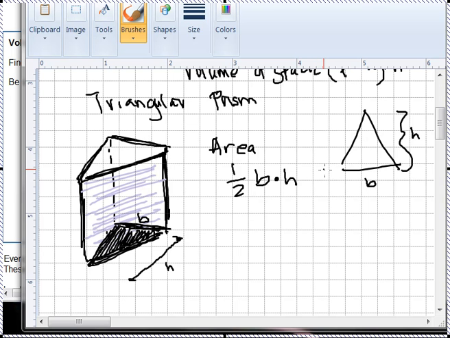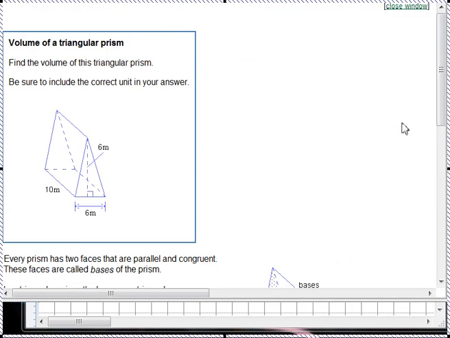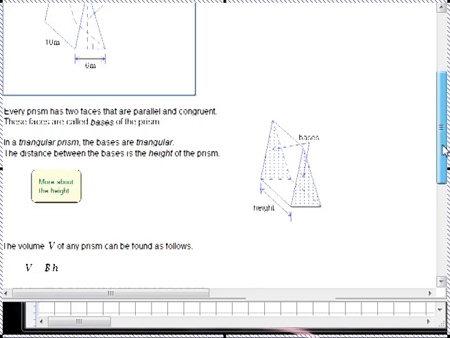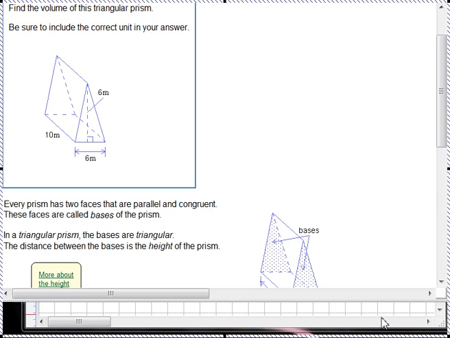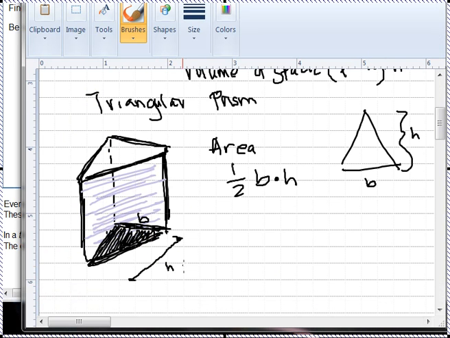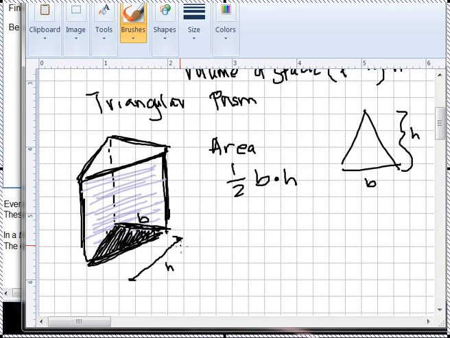Everyone good? Now, here's the thing, folks. I don't want to call this H. I don't know what to call it. I want to call it something like Z. So that would be 1/2 base times Z. Would you like to know why I changed the variables? Or W? W is a good one. Width. Just like Dawson says. All right, W.